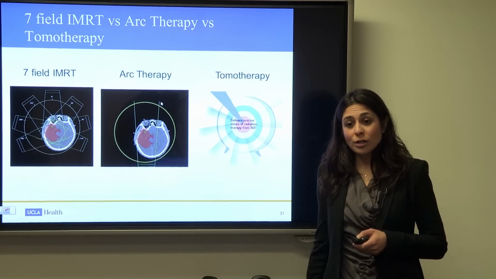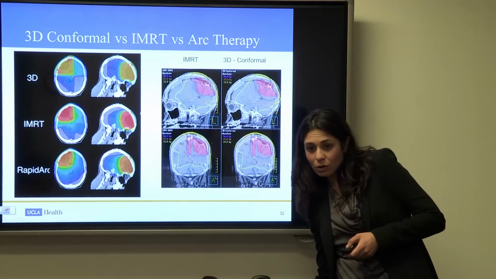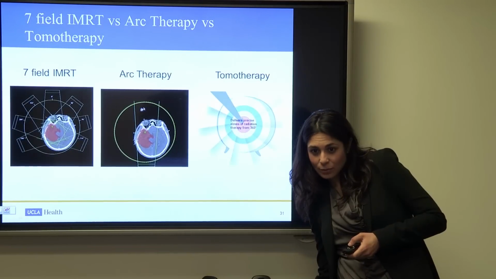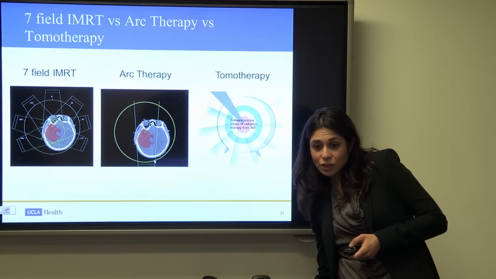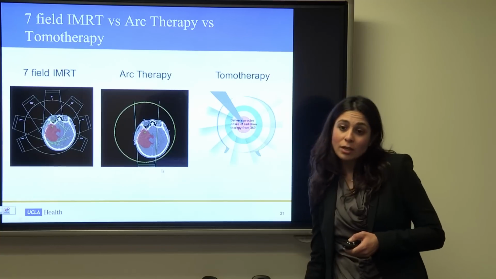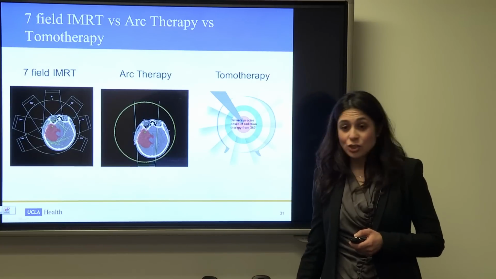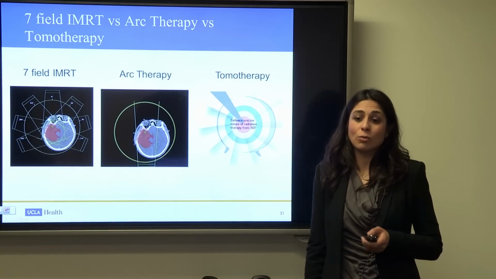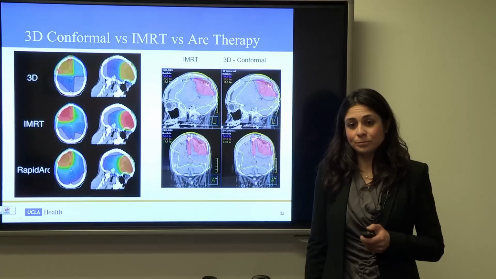You can also do arc therapy, and that means you can go around the tumor in an arc distribution. You could either do a complete arc, all the way around the patient or the tumor, or you could do a half an arc in one direction and then a half an arc in the other direction. And then tomotherapy is a newer way of doing this, where the radiation actually goes 360 degrees around the tumor, the target, and delivers dose in that manner.